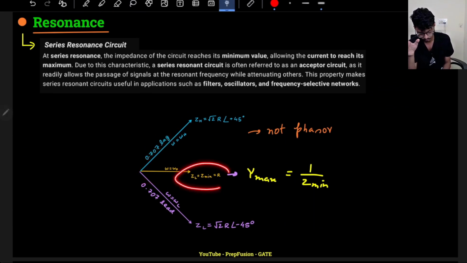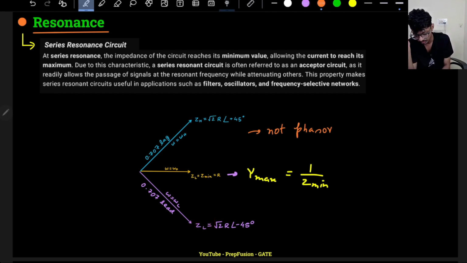So at ZL equals Z minimum, it is equal to R. At load impedance ZL equals root 2R, it will be either the lower 3 dB frequency or the higher 3 dB frequency. All the results we have derived are for a standard series RLC circuit. If the circuit has been changed, all these results will be invalid. But generally they ask in this result only. But remember, if the circuit has been changed, the resonance frequency will change, everything will change. Just be careful regarding that.